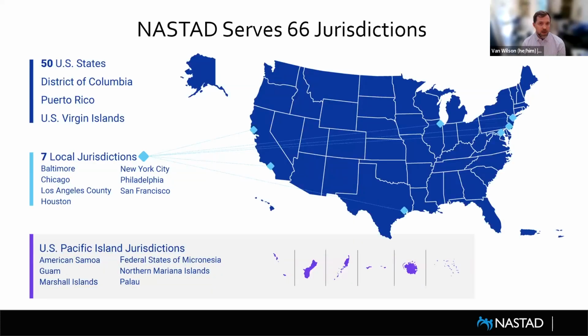We are a membership organization, and we serve all 50 states, District of Columbia, Puerto Rico, the U.S. Virgin Islands, 7 local jurisdictions, and our U.S. Pacific Island jurisdictions. And we just had our annual member meeting just a couple weeks ago, and many of you who have joined us here today were able to attend with us there. All right, let's get into our content. Next slide, please.